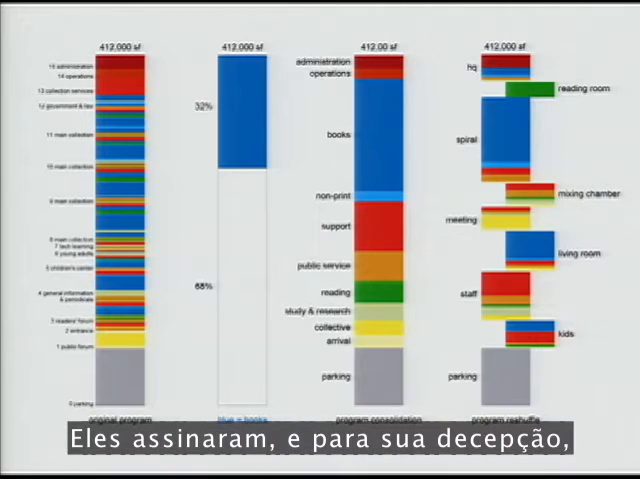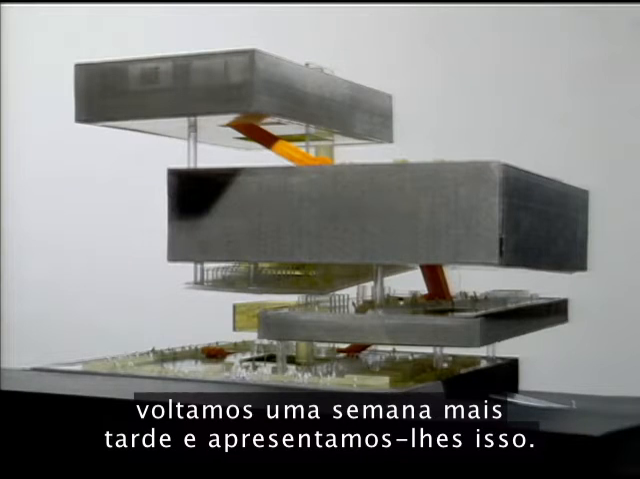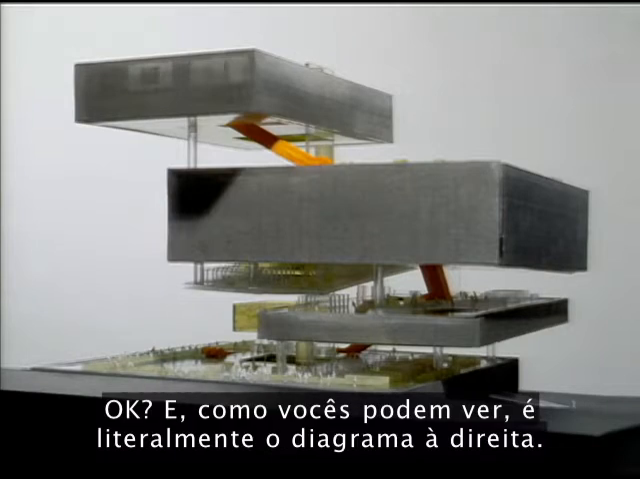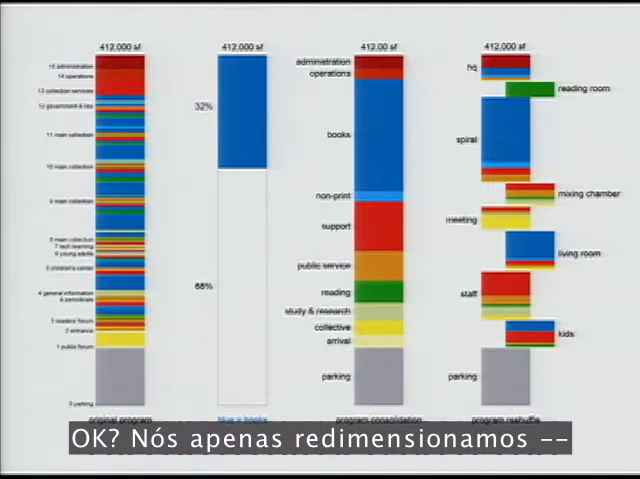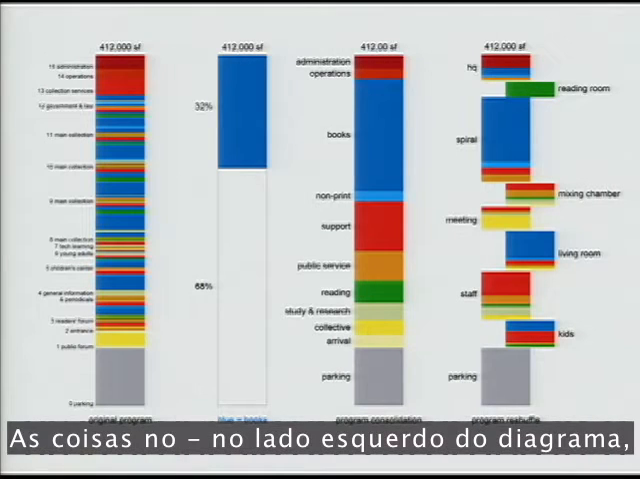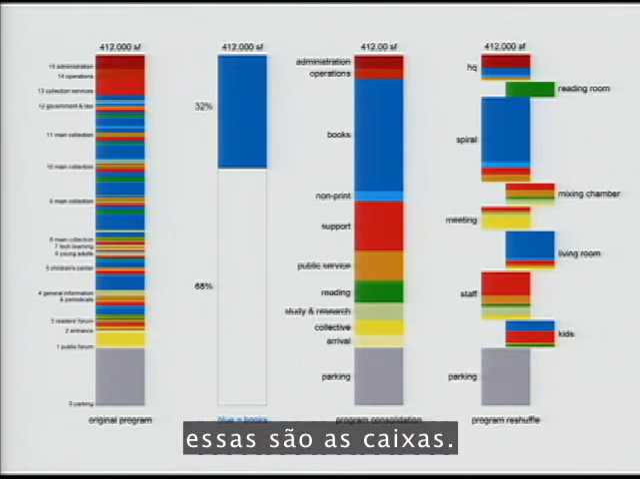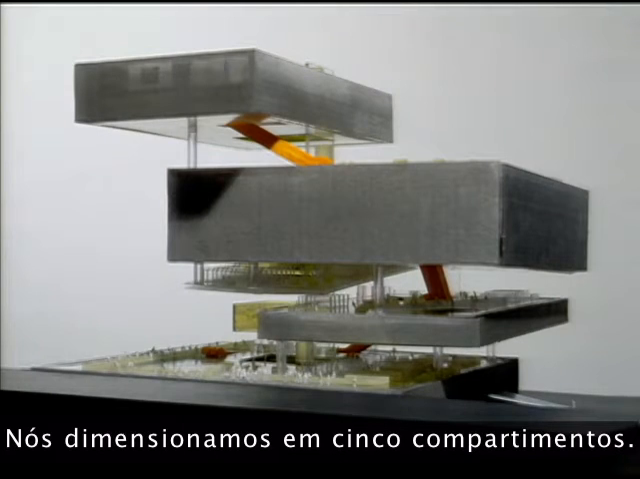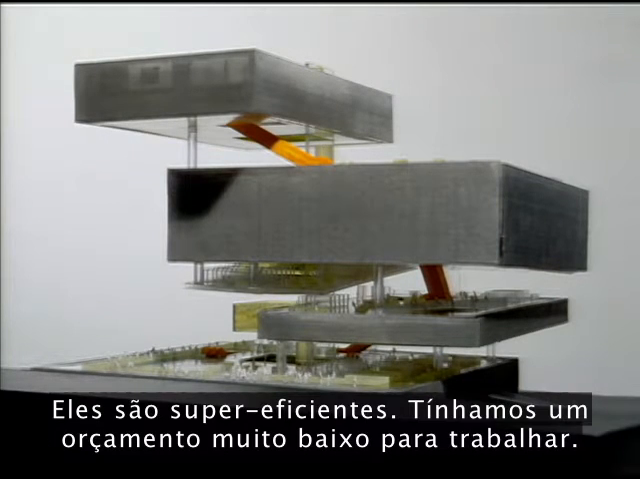They signed it, and to their chagrin, we came back a week later and we presented them this. Okay, and as you can see, it is literally the diagram on the right. We just sized it, really, I mean that, literally. The things on the left-hand side of the diagram, those are the boxes. We sized them into 5 compartments. They're super efficient. We had a very low budget to work with.